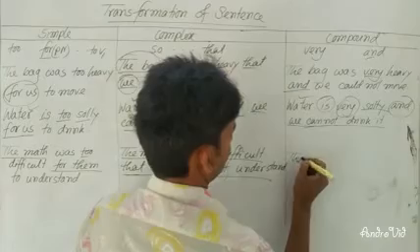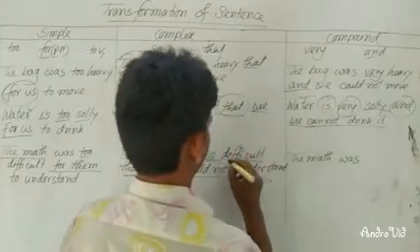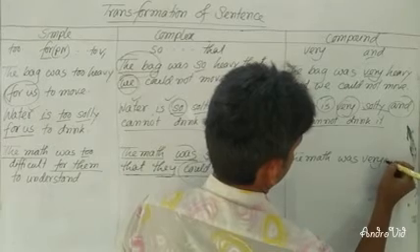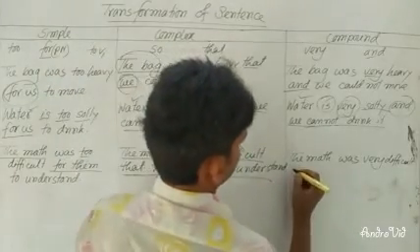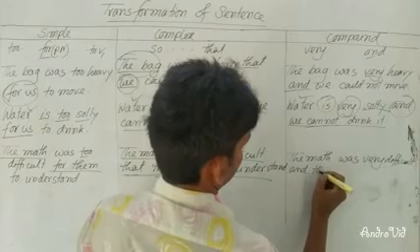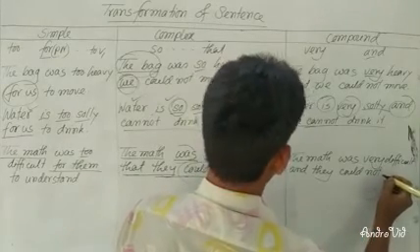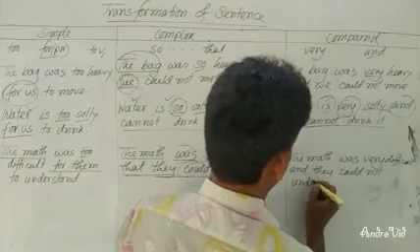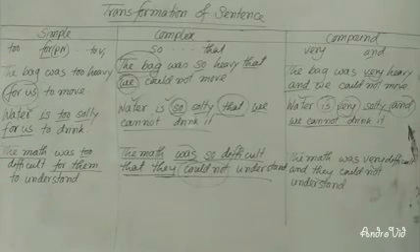You will write here the math was very difficult and they could not understand. Dear learners, I hope it is clear to you. The math was too difficult for them to understand. The math was so difficult that they could not understand. The math was very difficult and they could not understand.